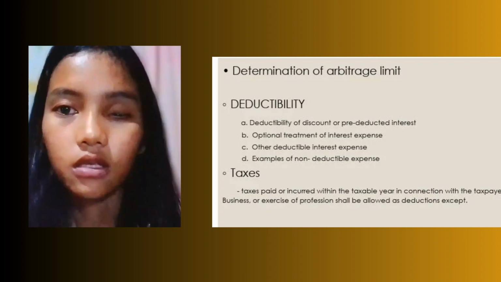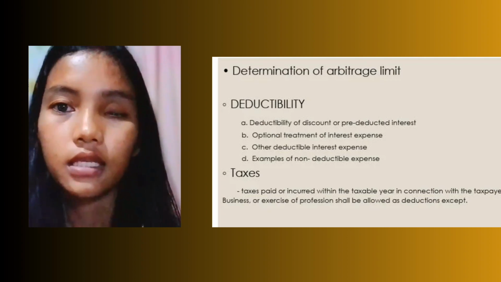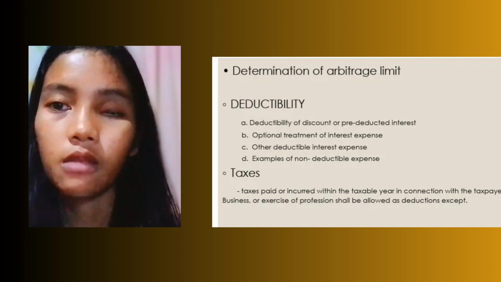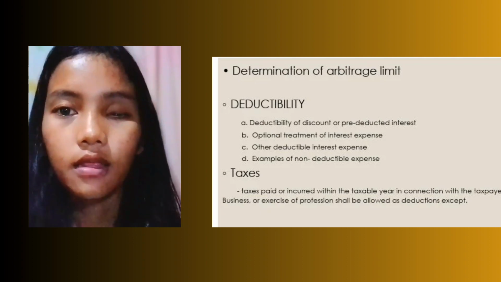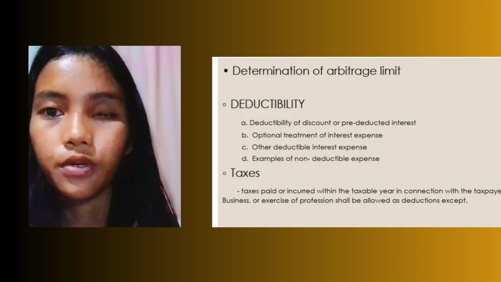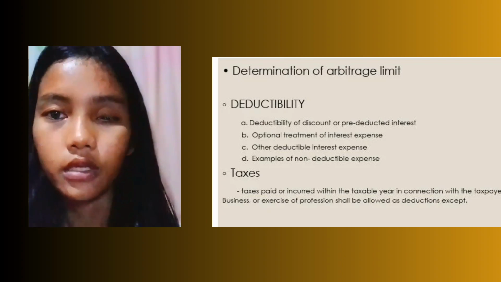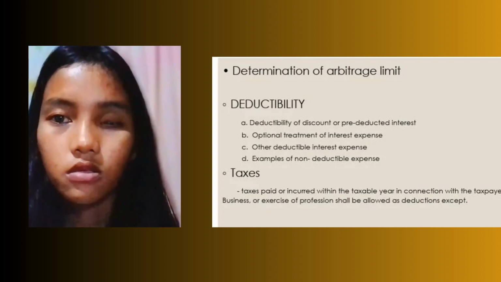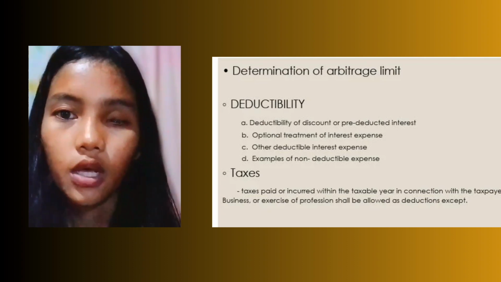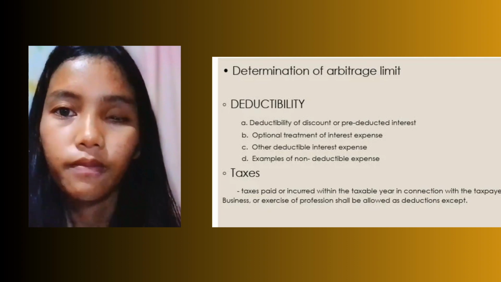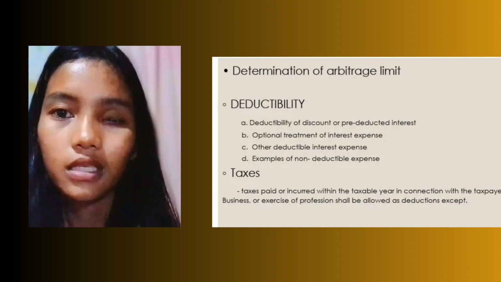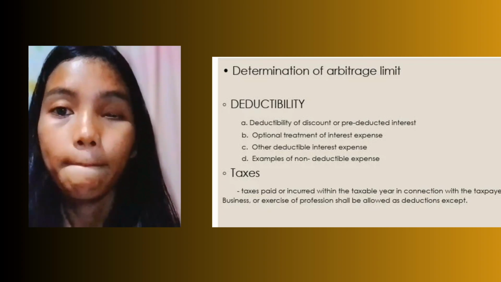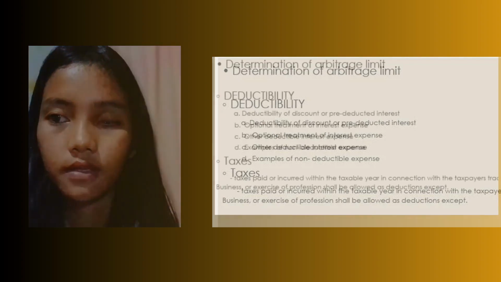First is interest on personal loans. Second is interest incurred with a related party. Third is discount or pre-deducted interest applicable to future periods for individual taxpayers. Fourth is interest expense incurred to finance petroleum operations. Fifth is interest on redeemable preferred shares. Sixth is imputed interest.